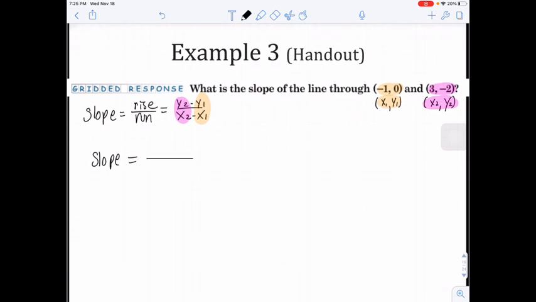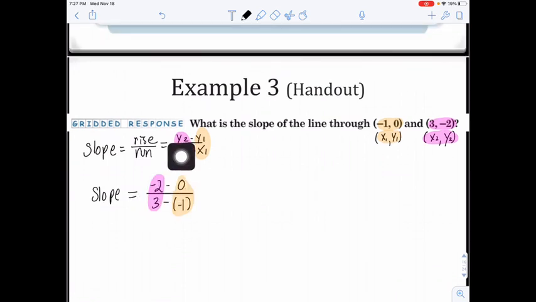So if we look at example 3, it says, what is the slope of the line through -1, 0, and 3, -2? I went ahead and already labeled them x1, y1, and x2, y2, although it does not matter which one is which. So I could have called this x2, y2, and this x1, y1. What does matter is wherever I put my -1, my 0 needs to be right above it. Wherever I put my 3, my -2 needs to be right above it.